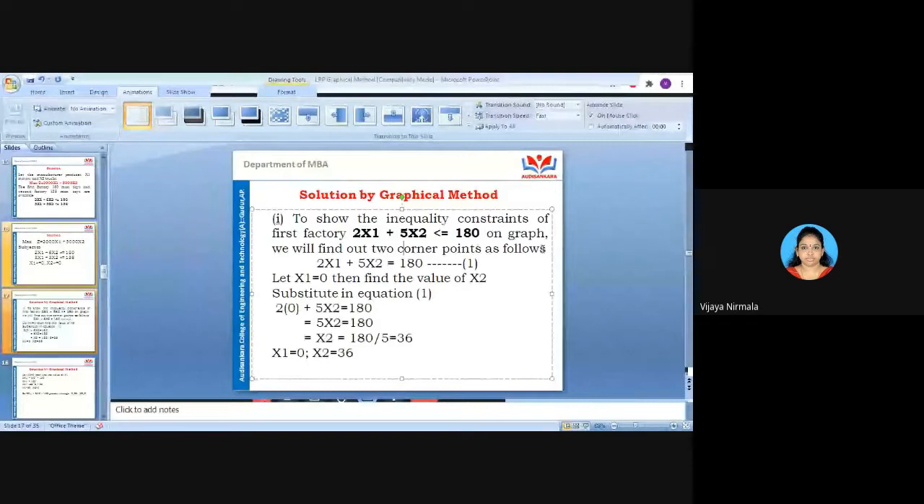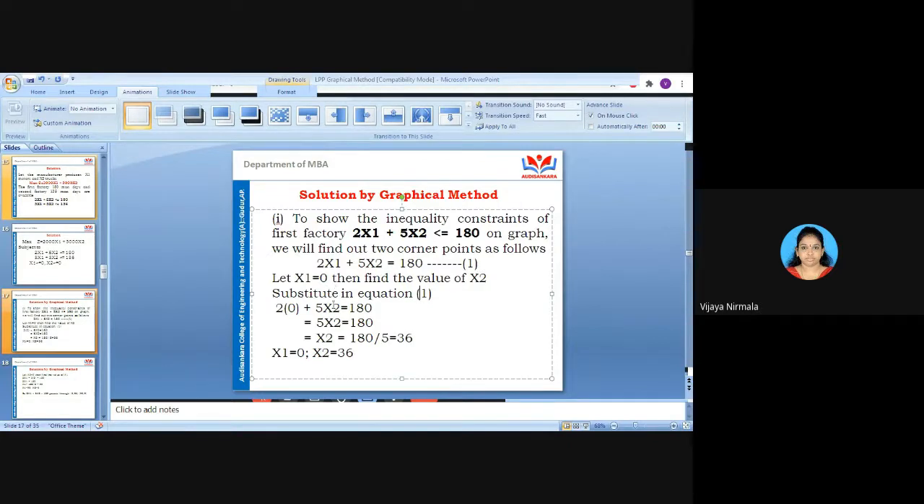This we need to plot on the graph. To plot it, what is the first step? The inequality constraint needs to be converted into an equation to find the two corner points. So 2x1 plus 5x2 less than or equal to 180 is converted into the equation 2x1 plus 5x2 equal to 180. Let it be equation 1.